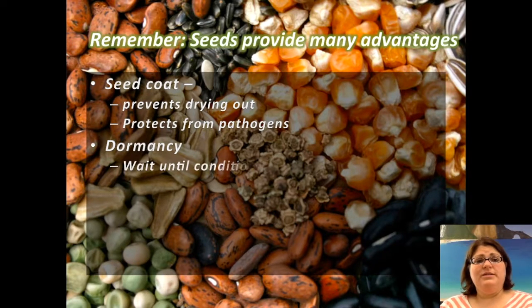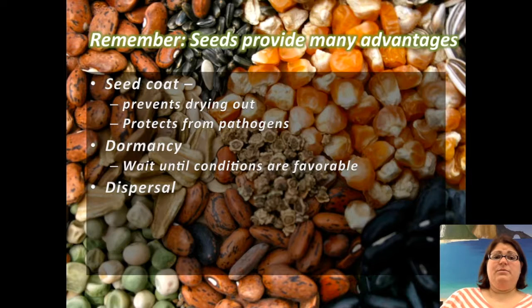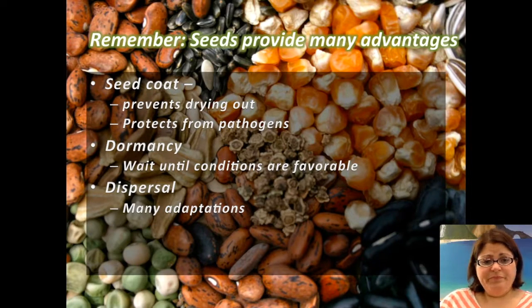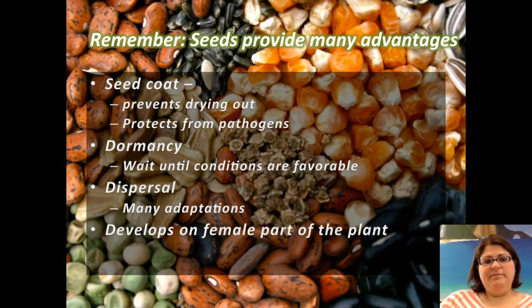It also allows for dormancy. Remember, being able to wait until conditions are favorable makes a plant much, much more successful than if they just have to reproduce when there's enough water, for example. Also, most seeds have structures that aid in dispersal. So many seeds are encased in fruit. Other seeds have adaptations to catch the wind. And so they aid in the offspring being further away from the parent plant and from other siblings, if you will. And that increases the likelihood that one of the plant's seeds will grow into an adult plant.